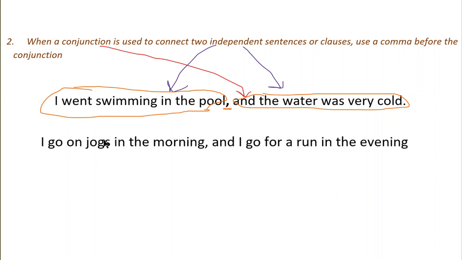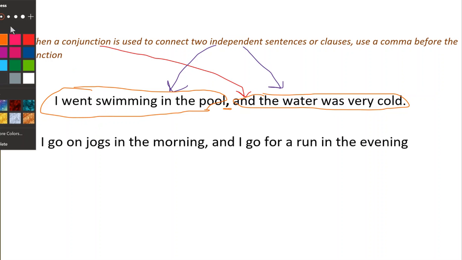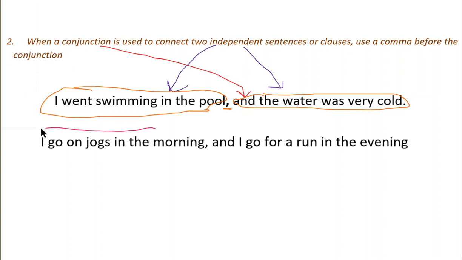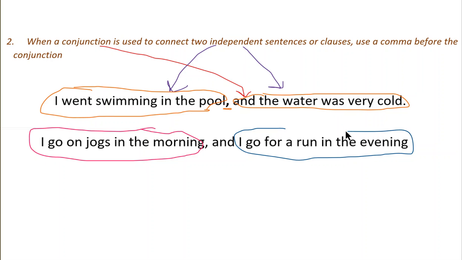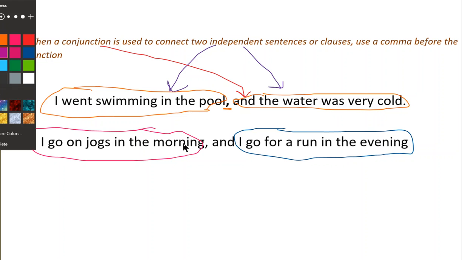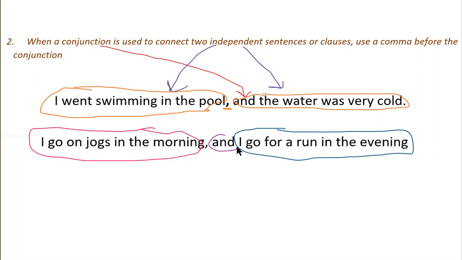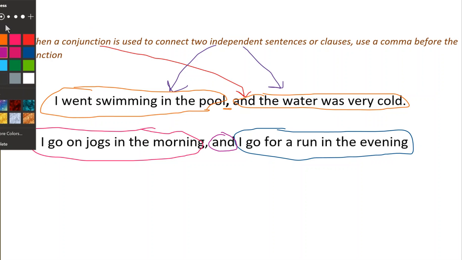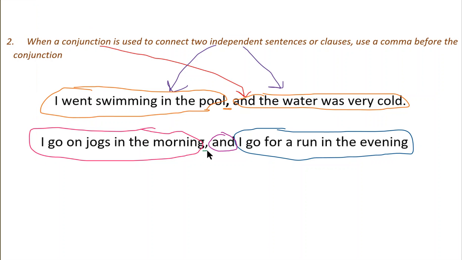Same thing here. I go on jogs in the morning. That's its own idea, right? I go on jogs in the morning is its own sort of statement. And then I go for a run in the evening. It's also its own statement, right? These are two separate statements. We have our conjunction, which is and. We have our conjunction and sitting right there. And then we have our comma, which separates both. So I go on jogs in the morning, comma, and I go for a run in the evening.